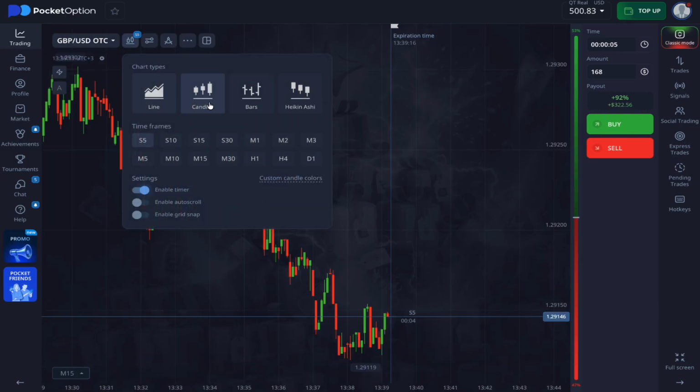Before starting a trading session, I always recommend setting the chart type to candlestick. This is the most optimal chart type on this broker. For the interval, I've chosen 5-second candles. We'll be trading and doing technical analysis on exactly these today.